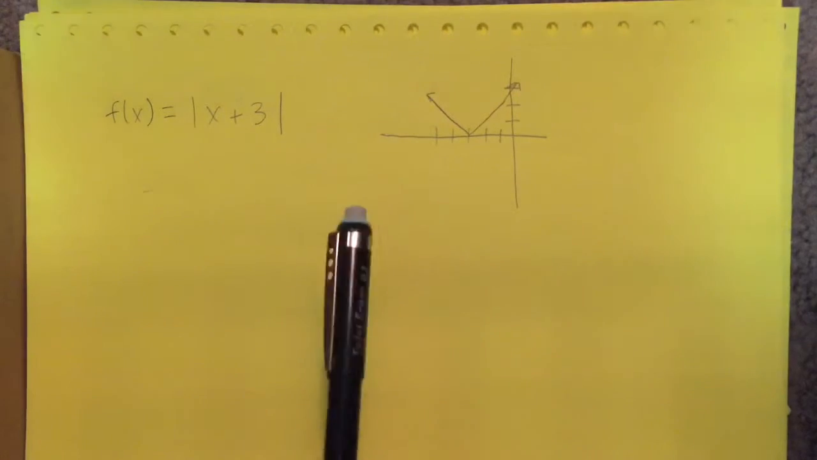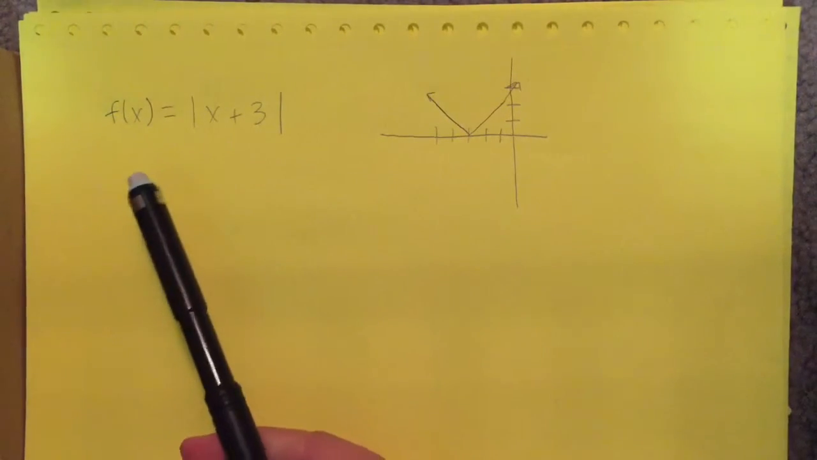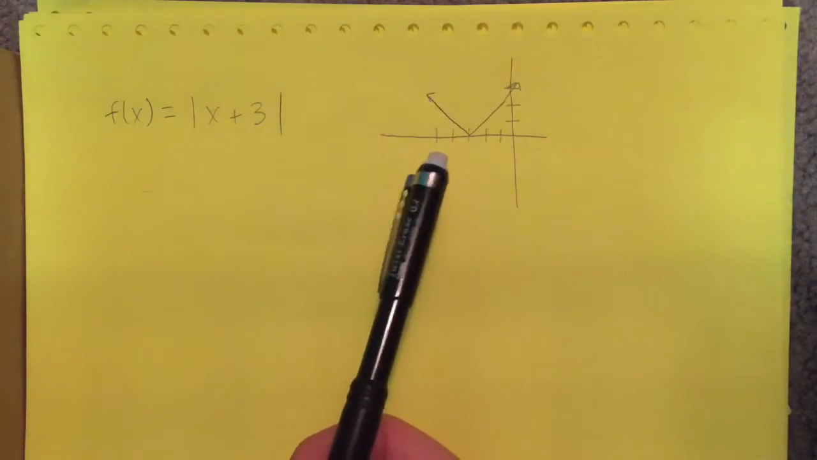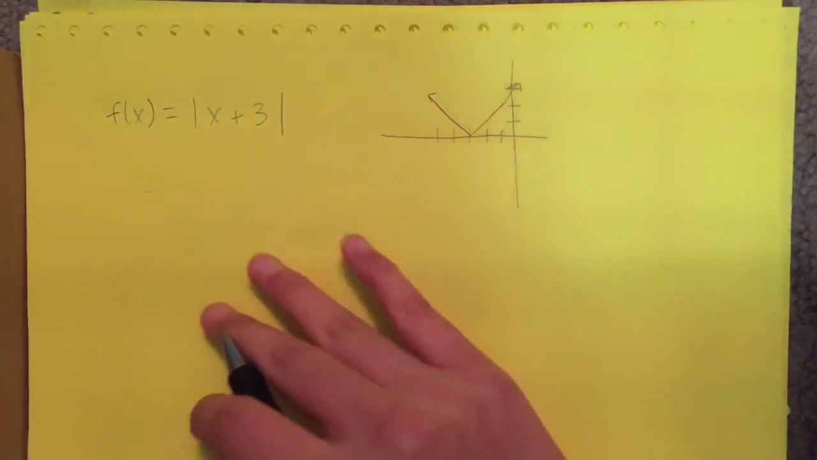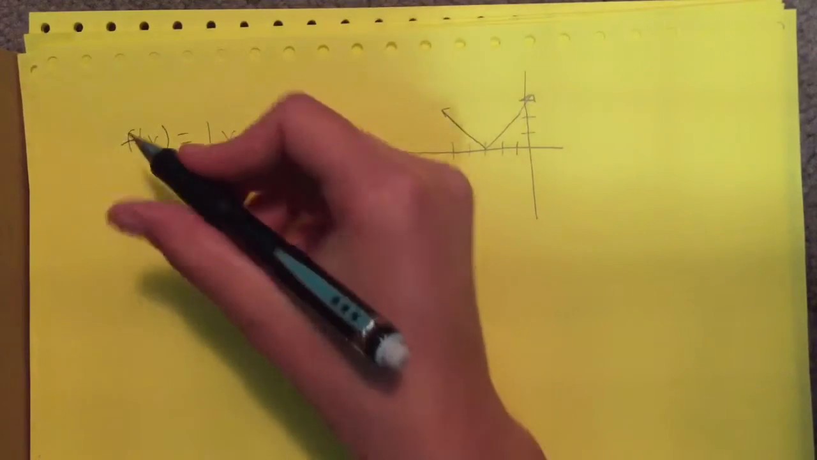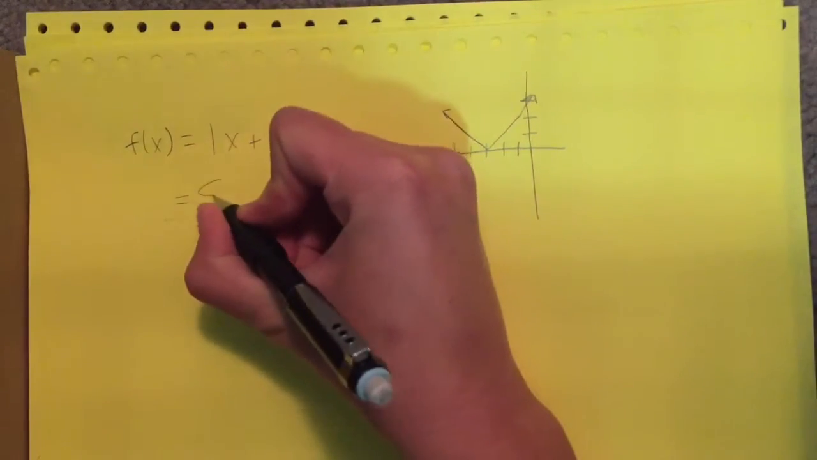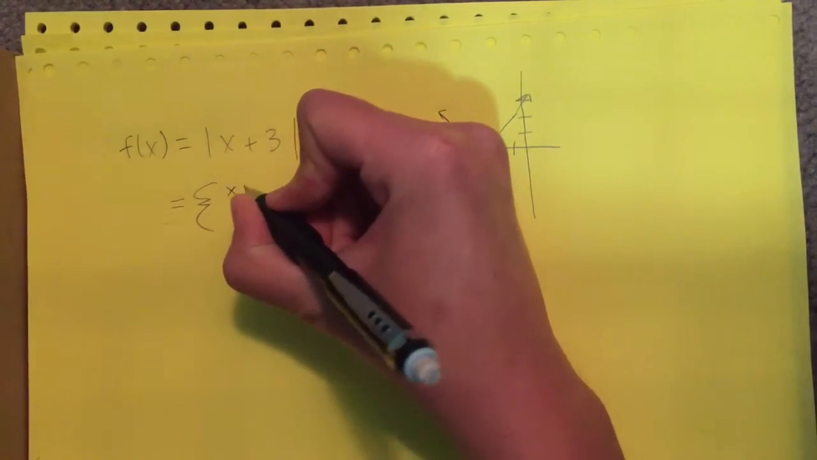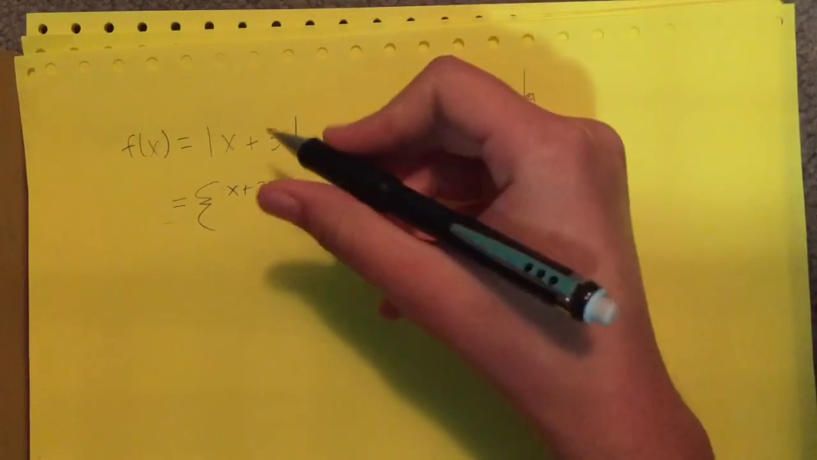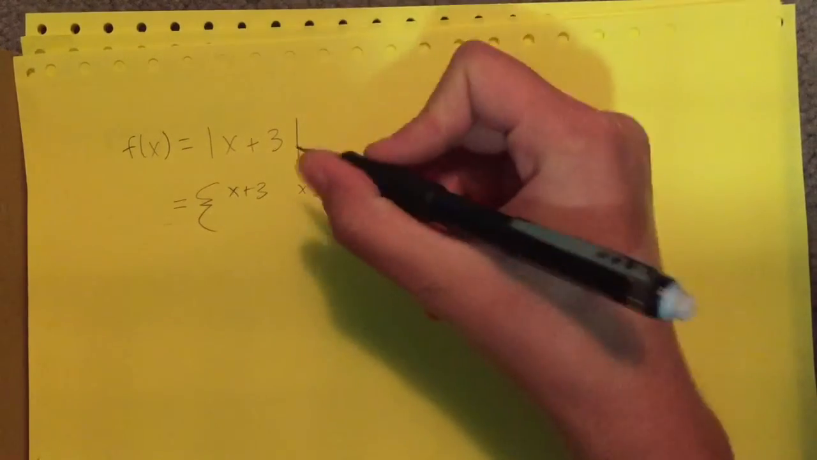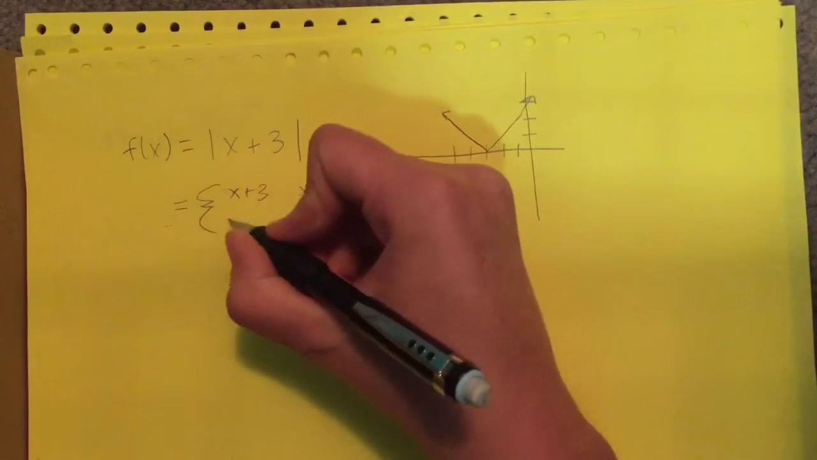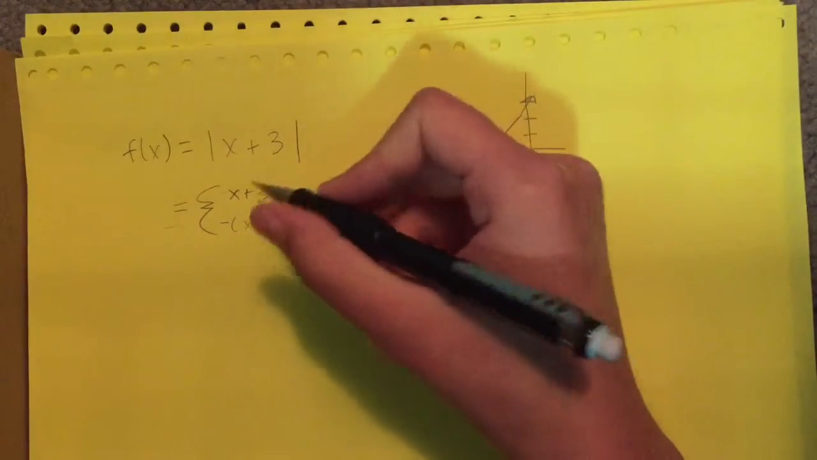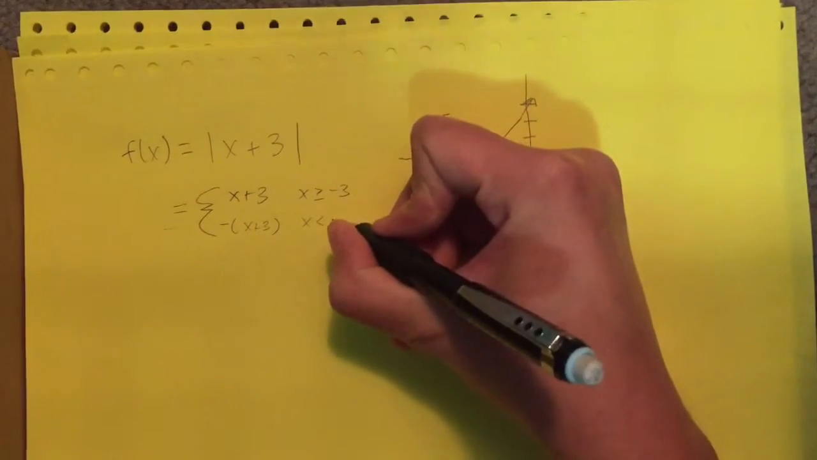Okay, for this one, it's absolute value, and so f of x equals the absolute value of x plus 3, and it's drawn on the graph right here. With absolute value, you need to split it up into a piecewise function. So from the right, x plus 3 where x is greater than or equal to negative 3, and we also have negative x plus 3 where x is less than negative 3.